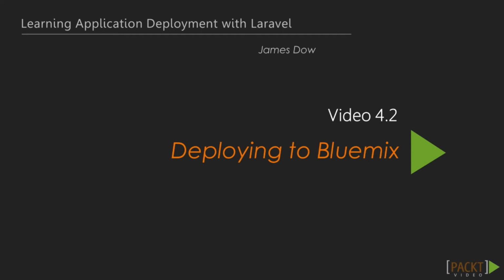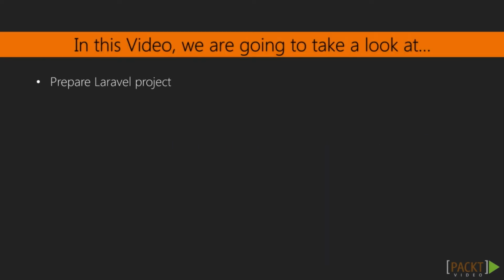Hello and welcome back. This is the second video of Section 4. Previously, we learned how to deploy a Laravel application to Heroku. And in this video, we're now going to learn how to deploy a Laravel application using an alternative cloud service called Bluemix. We'll learn two ways to create an app on Bluemix, how to prepare a Laravel application for deployment, and then finally, we'll end things by pushing our application live and testing it.